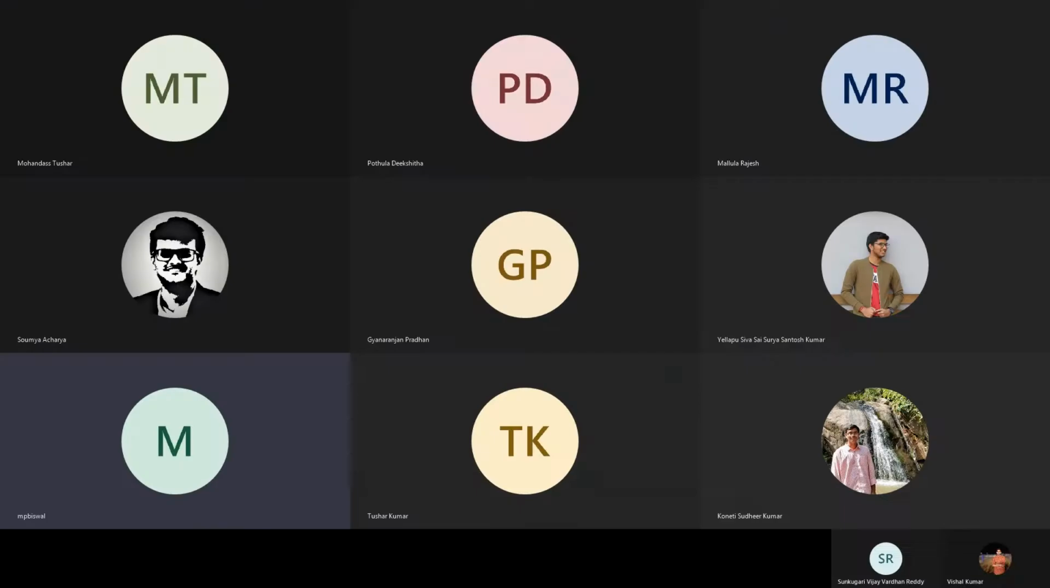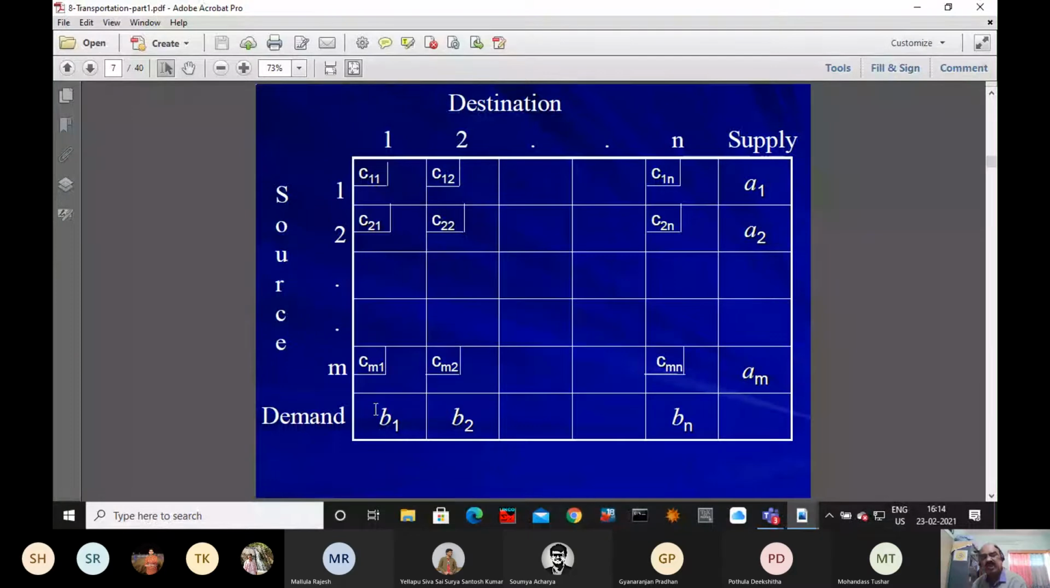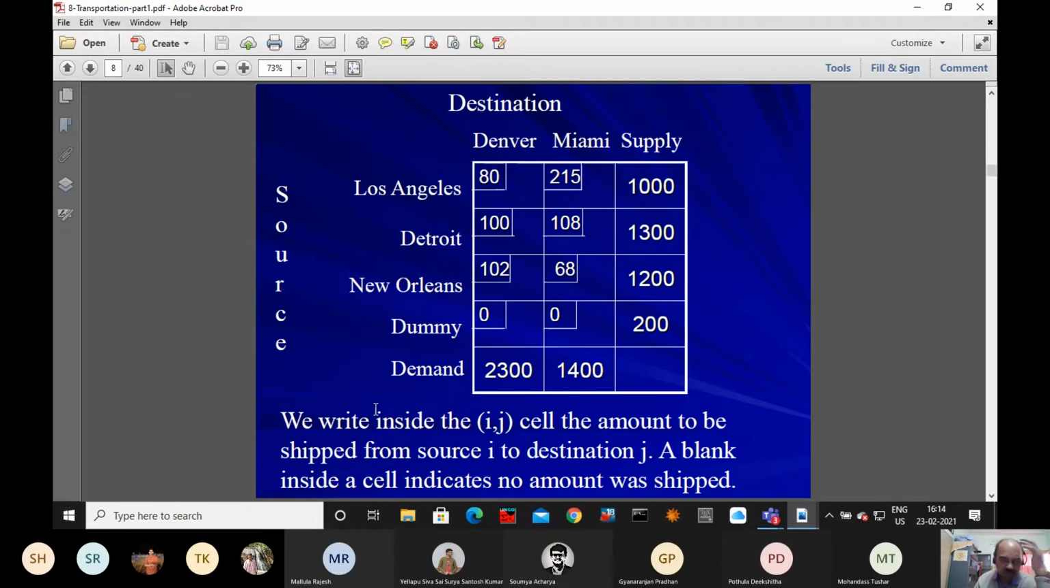In a transportation matrix. Using the transportation matrix, we would like to solve the problem. Okay, so see here, this is a small example. That is sources. So sources are like this, say something like Los Angeles, Detroit, New Orleans. Okay, so then another is a dummy source.